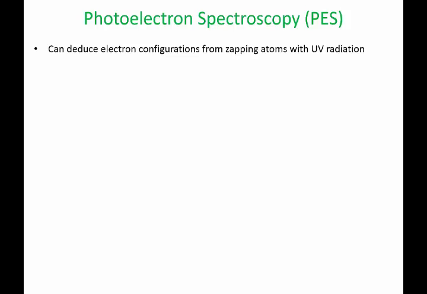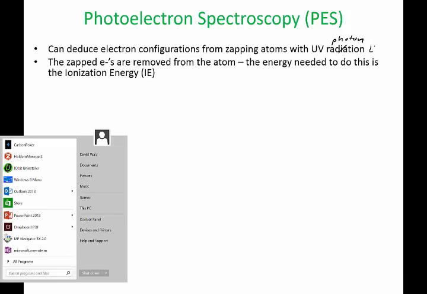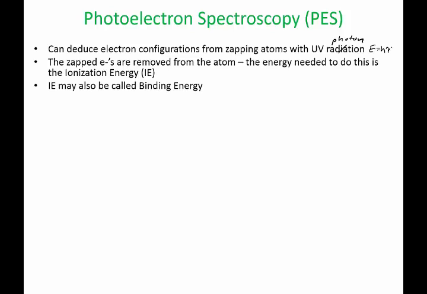You zap the atom with a UV photon. And this energy can be calculated by using Planck's constant times the frequency, like what we did before. So energy equals hv.